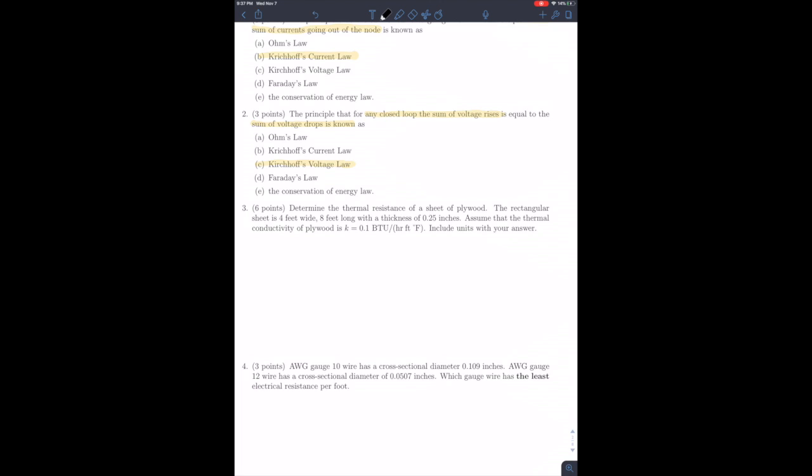Okay, the next one, we're looking at thermal resistance, and you need to keep track of units. The way we'd get started in this problem is that thermal resistance is delta X over KA, where K is thermal conductivity. We know our units for thermal conductivity are BTUs per hour per foot per degree Fahrenheit. So to make this formula dimensionally consistent, delta X needs to be in feet.